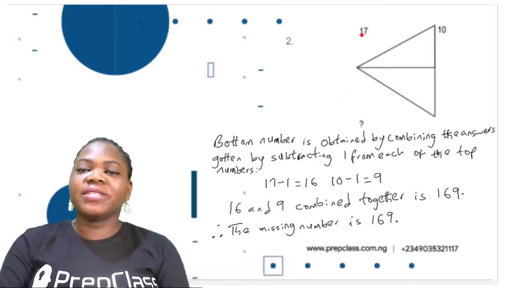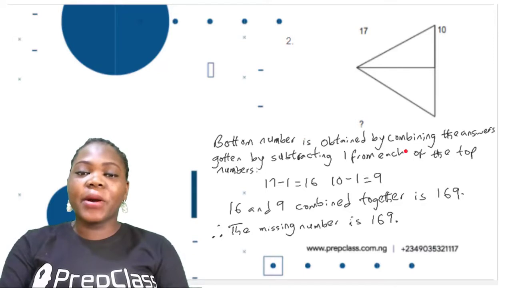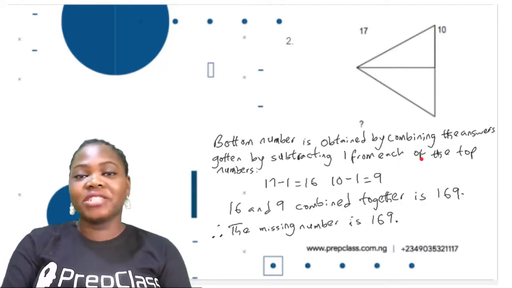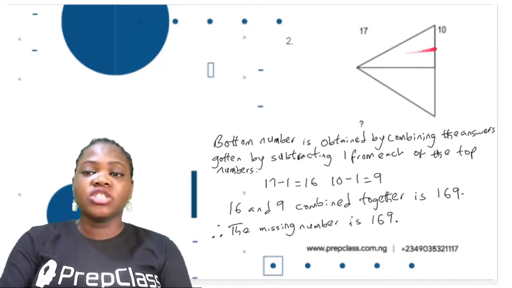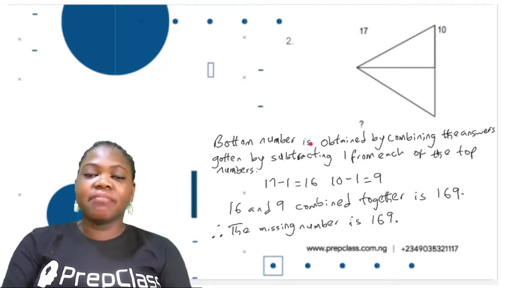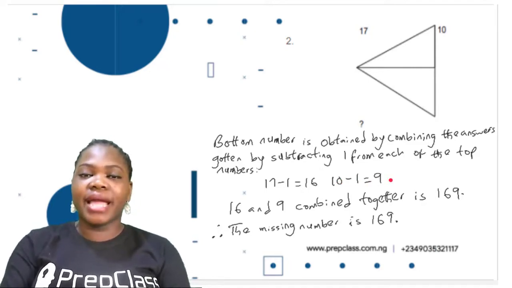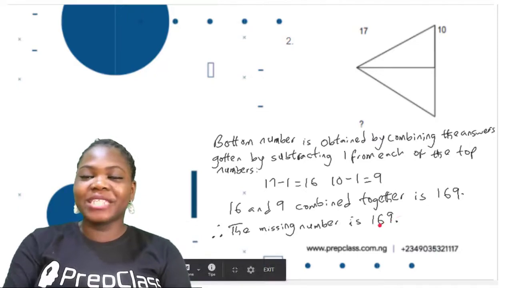The top numbers are 17 and 10. So from the samples, we're able to get that the bottom number is obtained by combining the answers gotten by subtracting 1 from each of the top numbers. As simple as that. So we have to subtract 1 from 17, subtract 1 from 10, and then combine the answers. 17 minus 1 is 16. 10 minus 1 is 9. So let's combine the answers. 16 and 9 combined together is 169. So the missing number is 169.